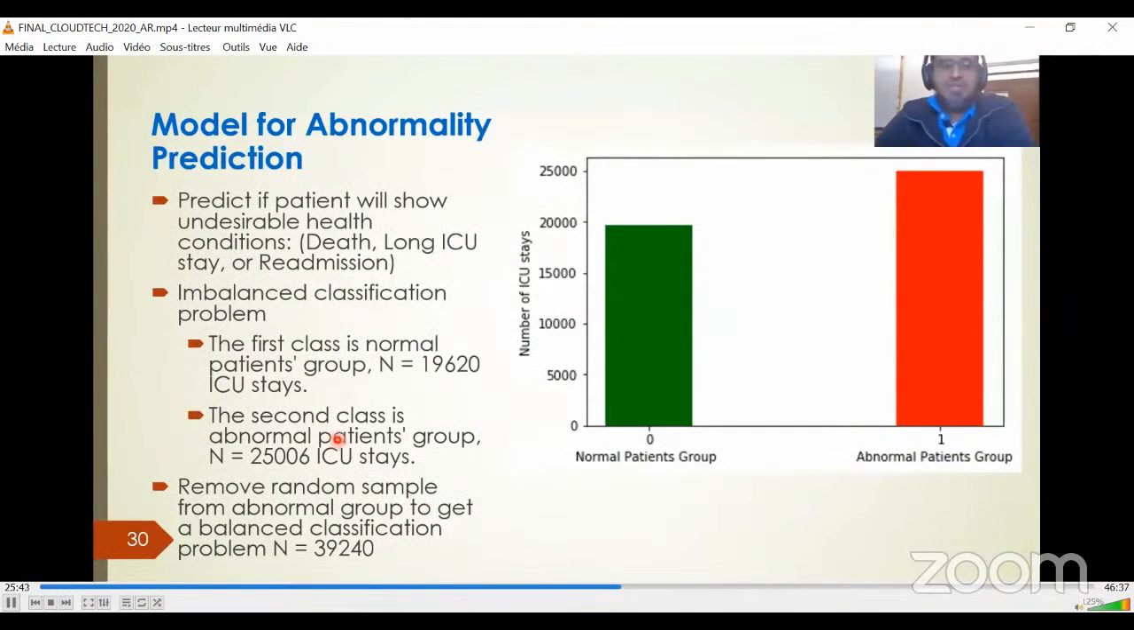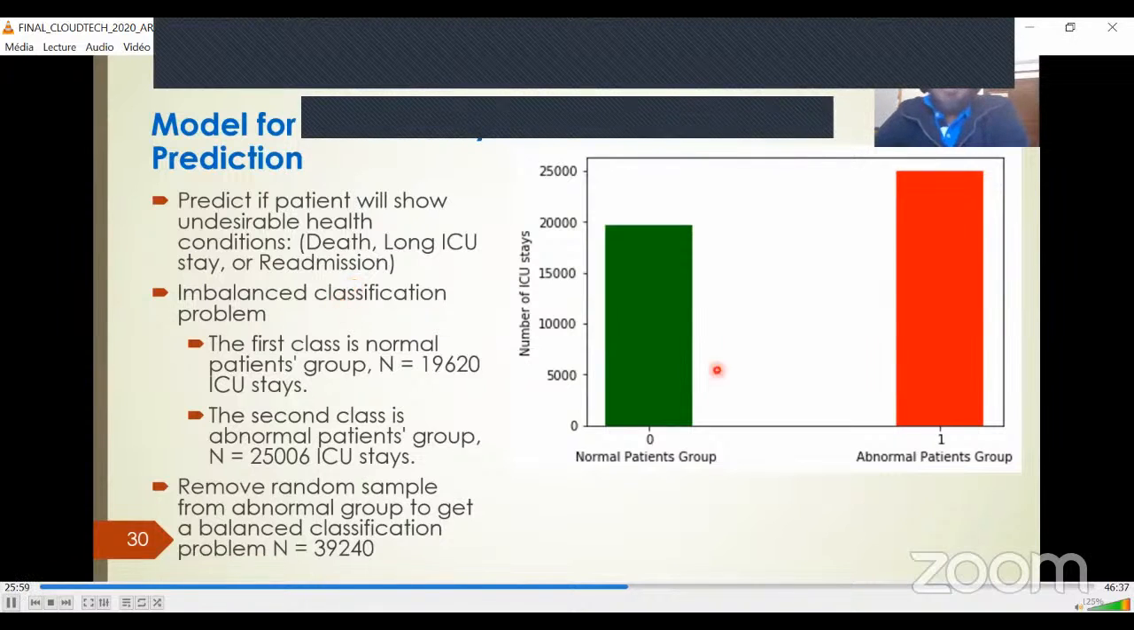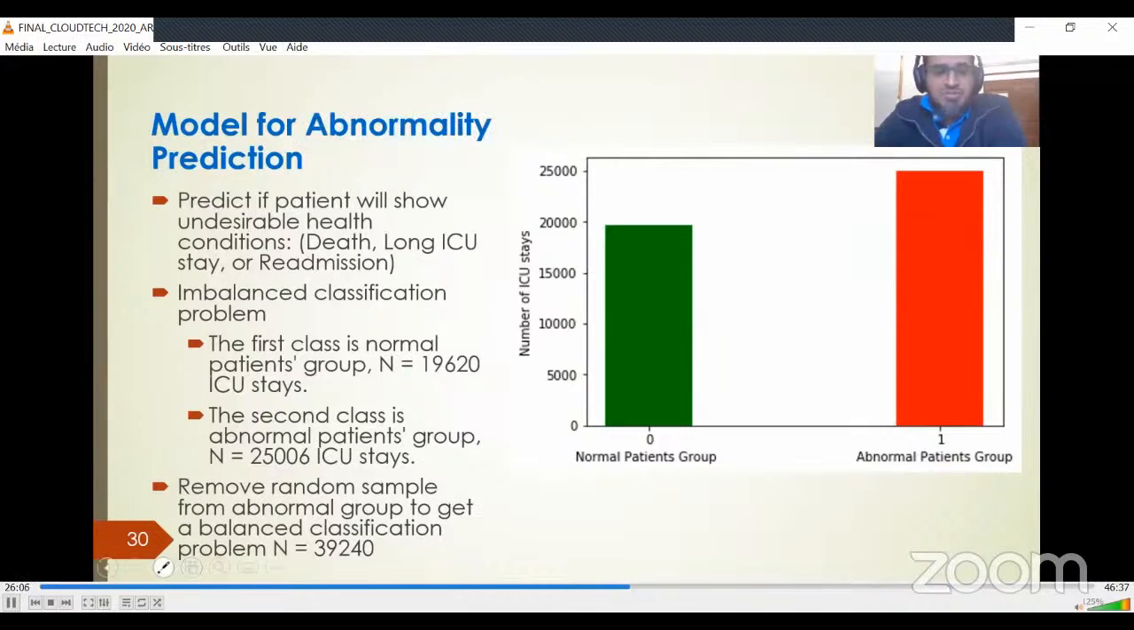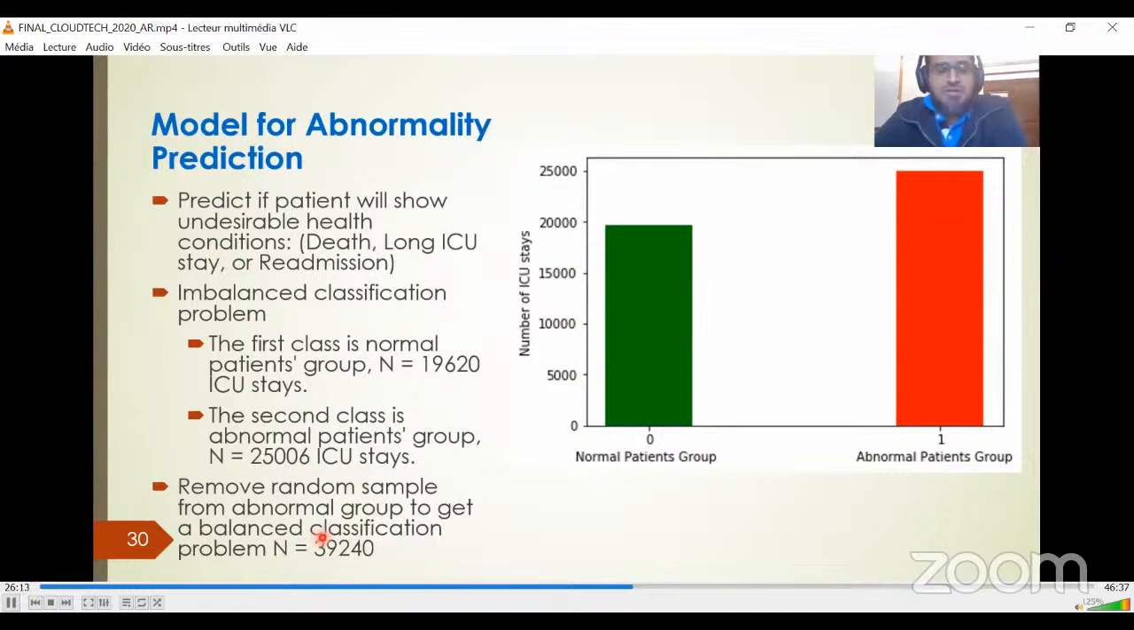In abnormality, the goal of the abnormality model is to predict if the patient will show an undesirable health condition. In our case, we have 3: death, long ICU stay, which we decided to set at 7 days, or readmission. We found that the majority is the abnormal patient group, so we removed some samples randomly to have a balanced classification problem. And the new total ICU stay count is around 39,000.